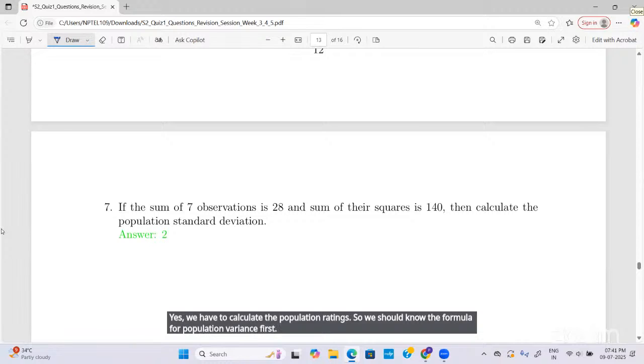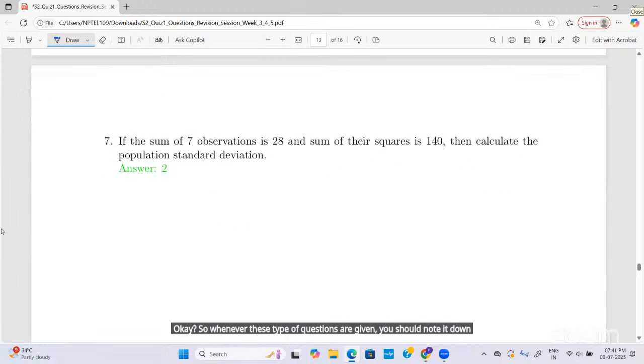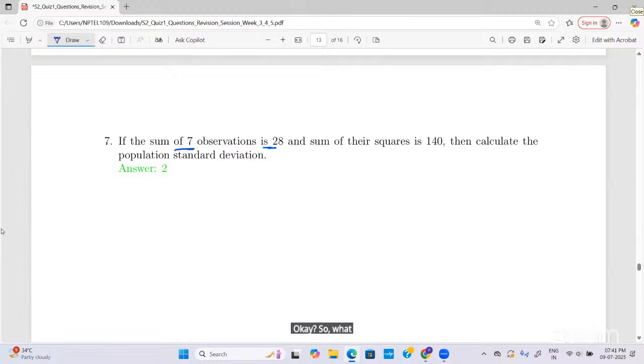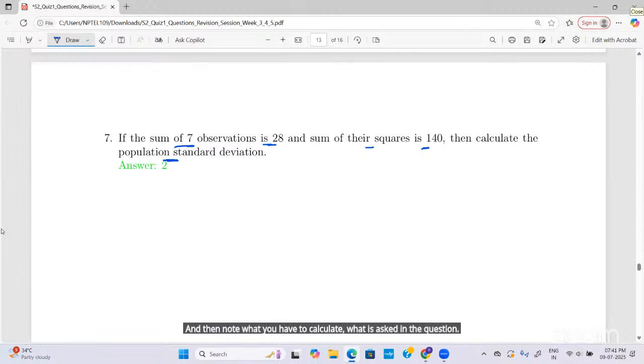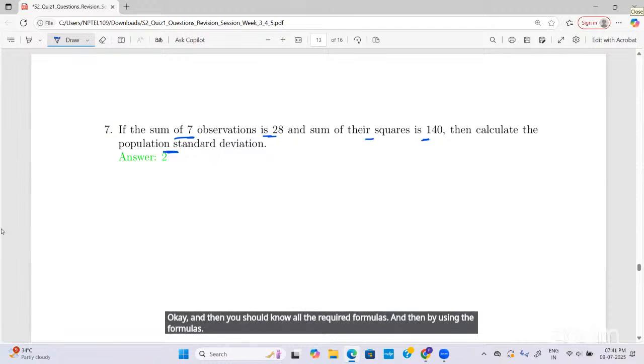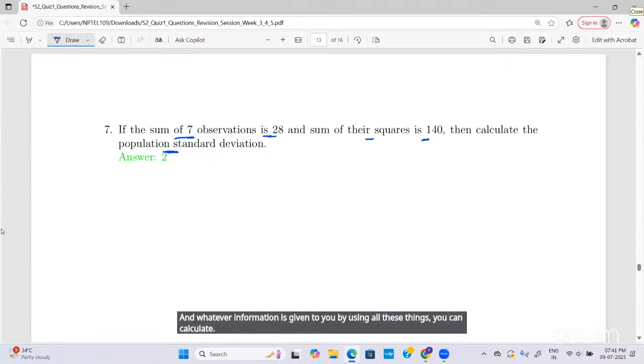Whenever these types of questions are given, you should note down whatever is already given to you. Note what information is given, and then note what you have to calculate, what is asked in the question. Then you should know all the required formulas, and by using the formulas and the given information, you can calculate whatever is asked.